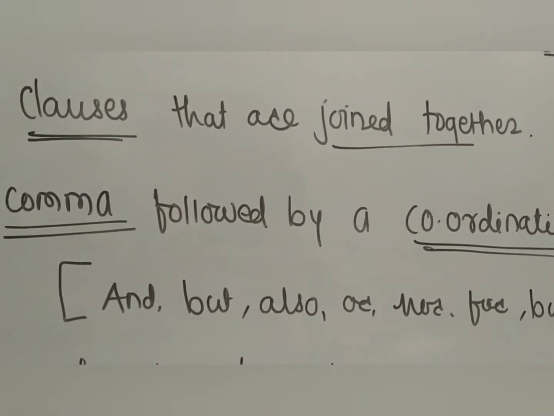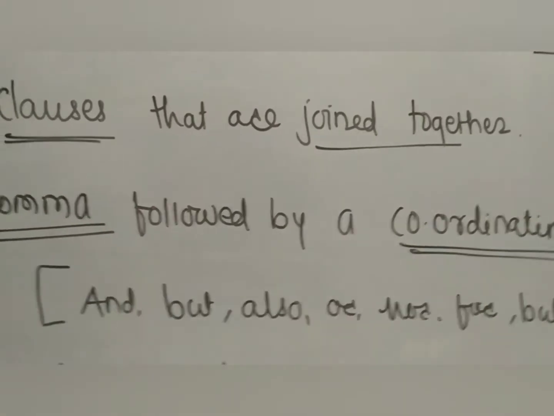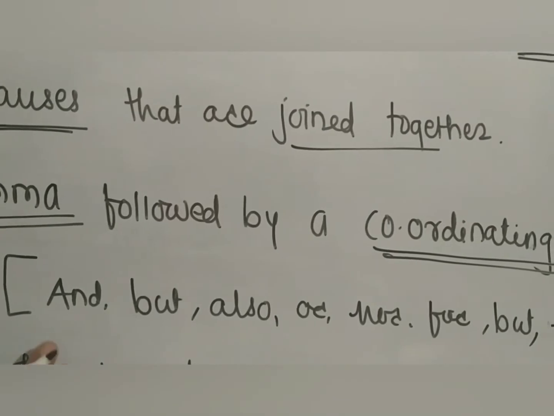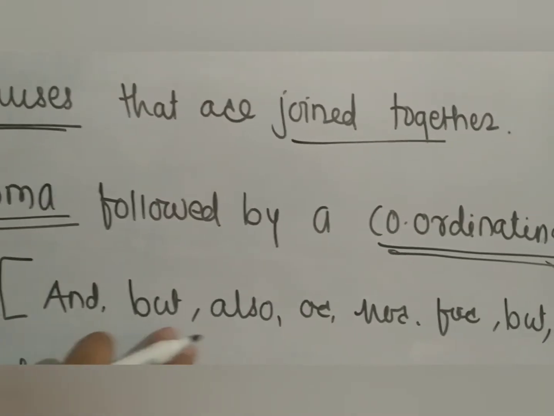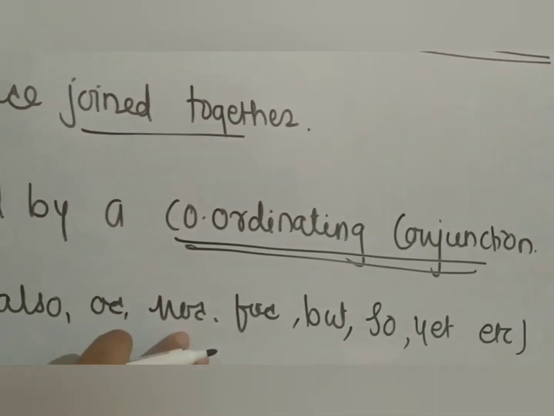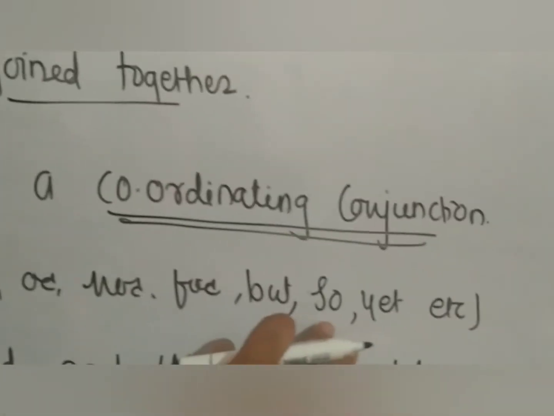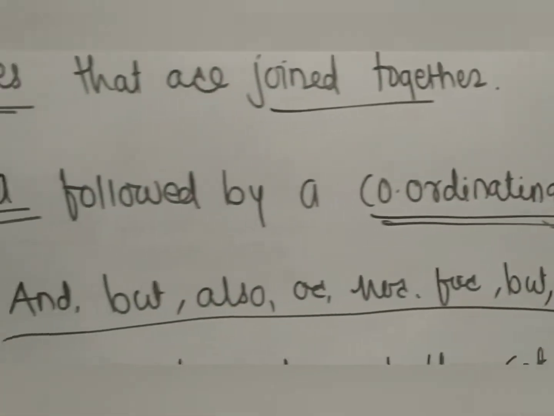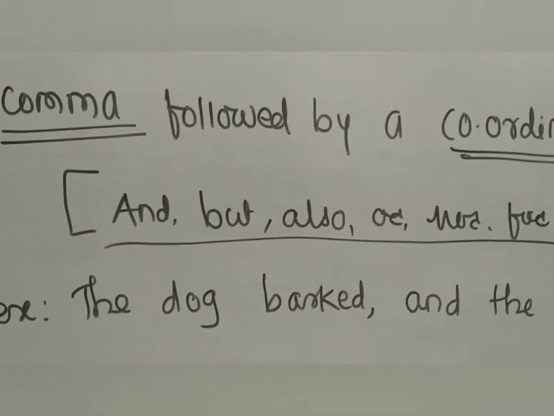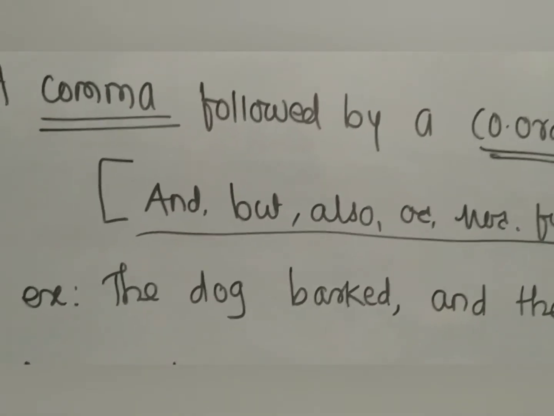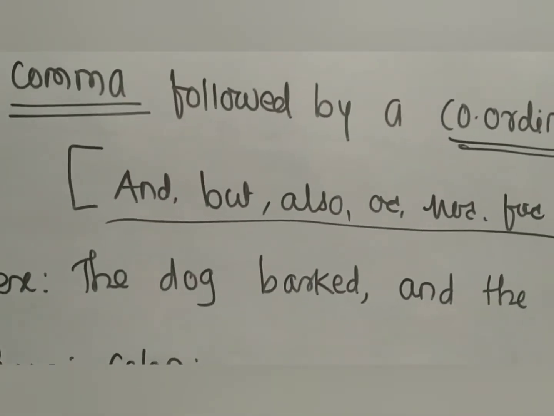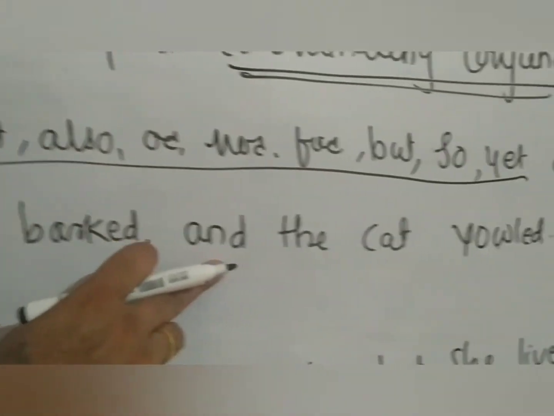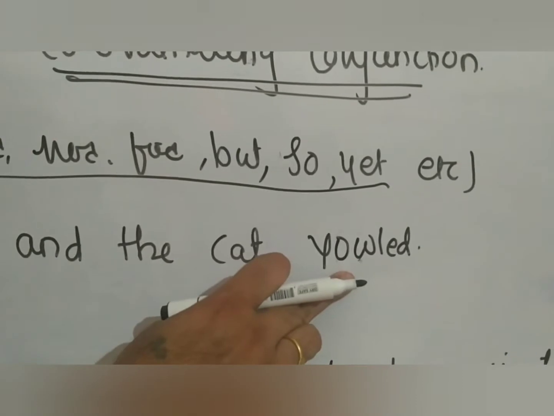Symbols. Now see, here is the list of coordinating conjunctions: and, but, also, or, nor, for, yet, so, etc. So these are the coordinating conjunctions. Now see the examples. Friends, the first example is: the dog barked and the cat yowled.